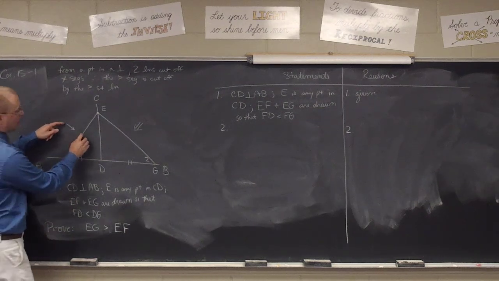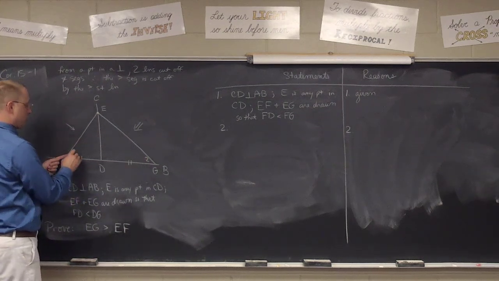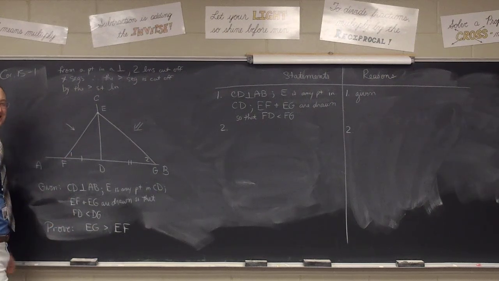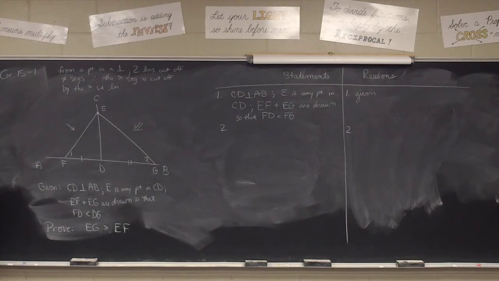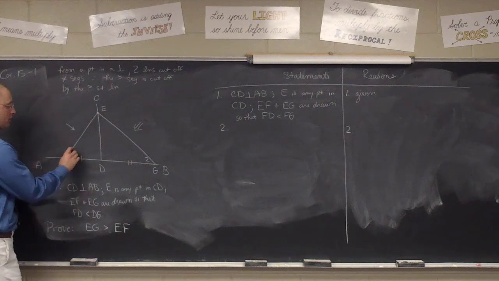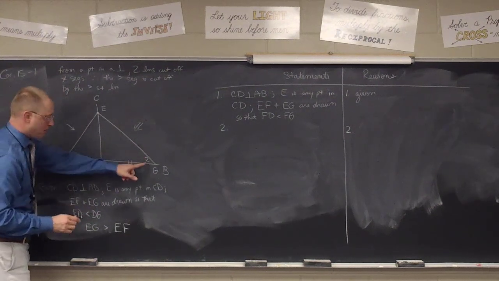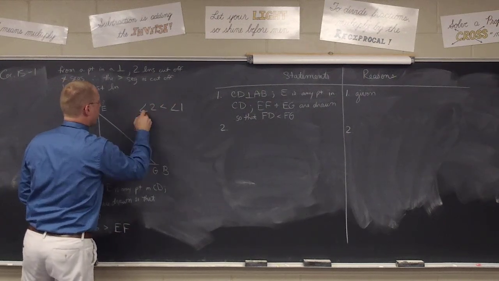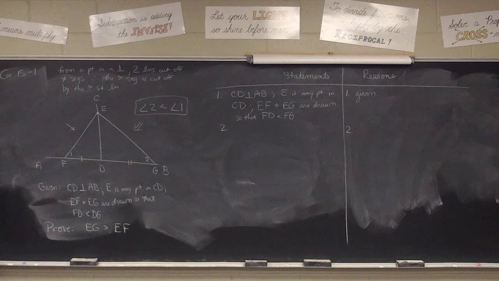So across from the little side, we need a big angle, and across from the big side, we need a little angle? Oh, no. Sorry. 2 needs to be small, and 1 needs to be big. There we go. I want 1 to be the big angle. I want 2 to be the small angle. I want 2 smaller than 1. Does everyone see that now?